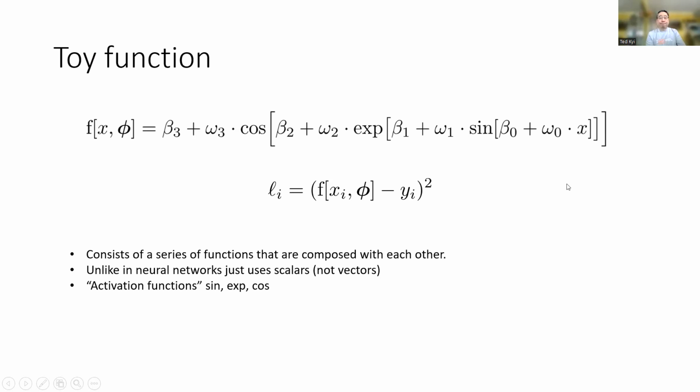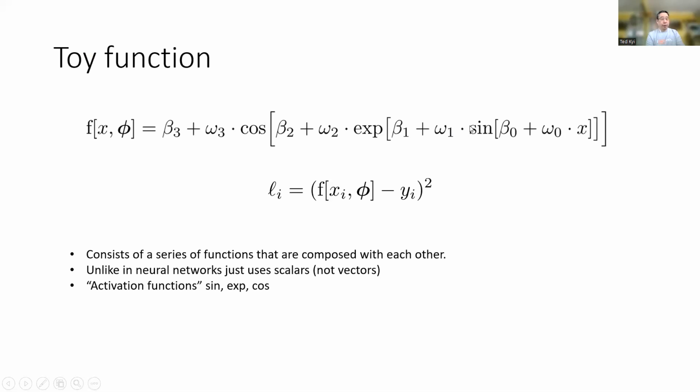So if you have an input x, what are we going to do? We are going to multiply it by a number and add another number, and then we're going to take the sine of that result. Then we're going to multiply that by a number, add a number to it, and take e to the power of that result.